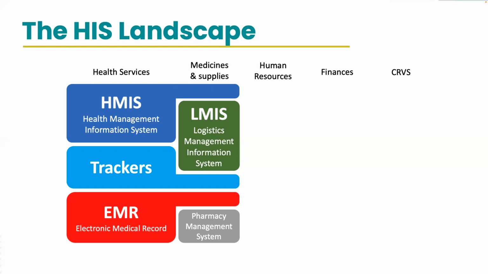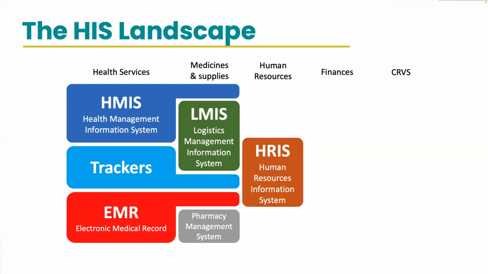The next domain we'll look at is human resources. And probably the most important type of system here is an HRIS, or Human Resources Information System. This exists in some countries, but not all. It's quite a difficult system to implement and maintain.